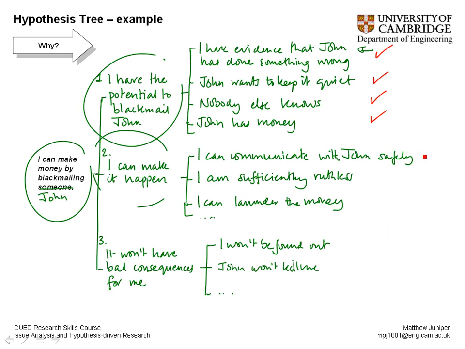And so on. I can communicate with John safely. You probably can. I can launder the money. Let's find out. But then you might find I'm sufficiently ruthless. Well, maybe I'm not. Now, the thing is then, everything's going to collapse, because now you can't say that you're sufficiently ruthless, therefore you can't make it happen, therefore you can't make money by blackmailing John. So you find with the hypothesis tree that by asking the question why, you take a precise statement that nevertheless is quite hard to answer into a number of much smaller questions that you can answer with a tick or sometimes a cross, a yes or no answer. Now, if this was scientific, you'd be answering these by rigorous hypothesis-driven research. In this case, it's hardly scientific, but you can apply the same method.